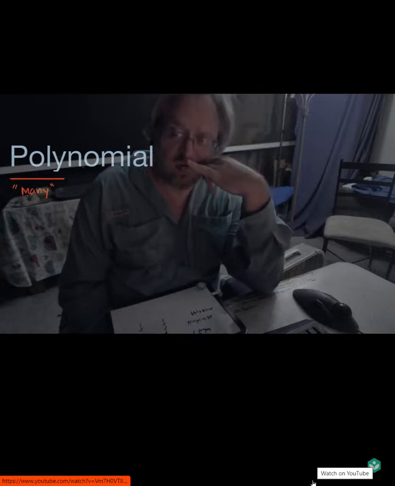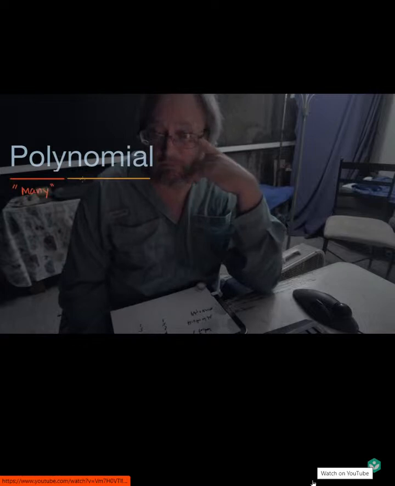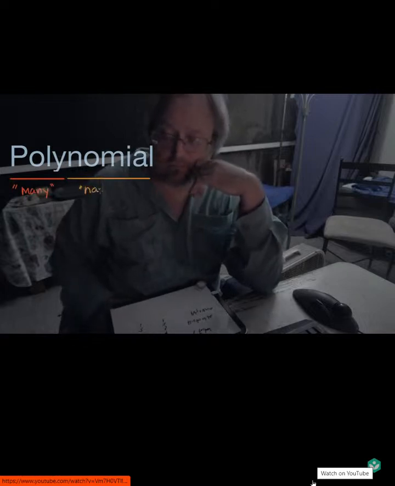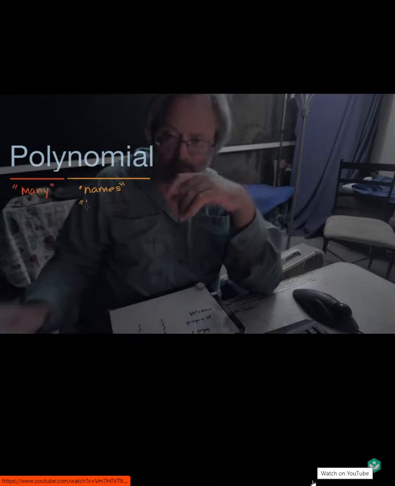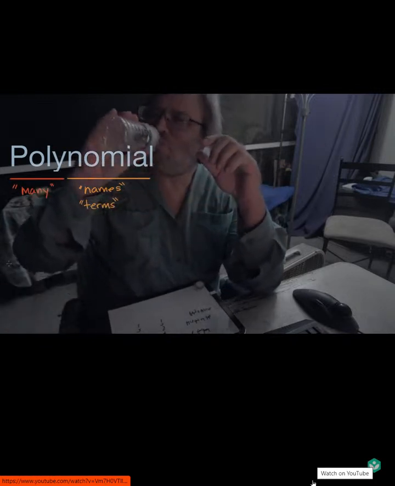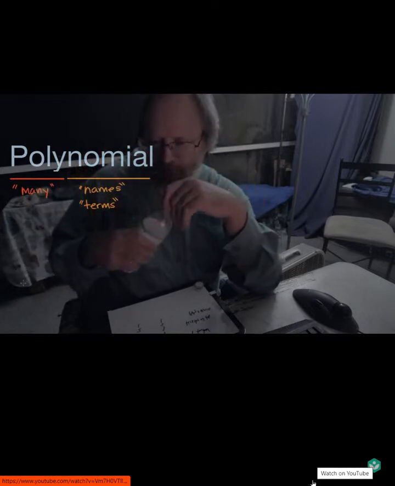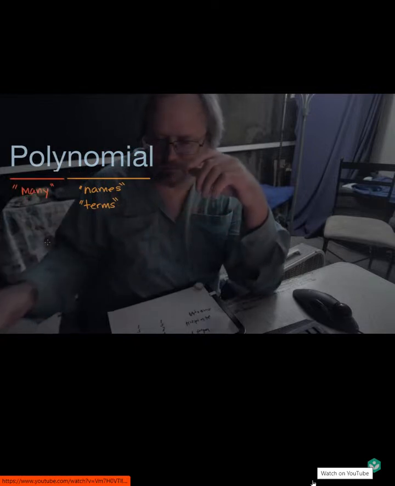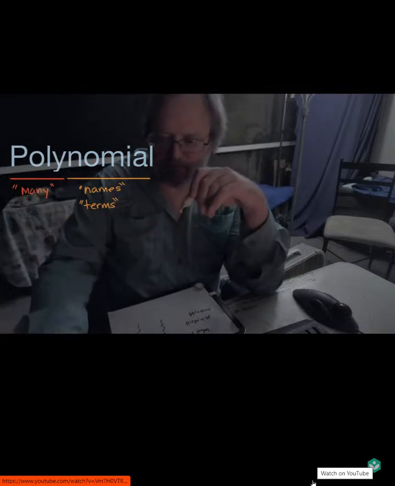So in this case, it's many nomials. And nomial comes from the Latin nomen for name. So you could view this as many names. But in a mathematical context, it's really referring to many terms. And we're going to talk in a little bit about what a term really is. But to get a tangible sense of what are polynomials and what are not polynomials, let me give you some examples. And then we could write some maybe more formal rules for them.